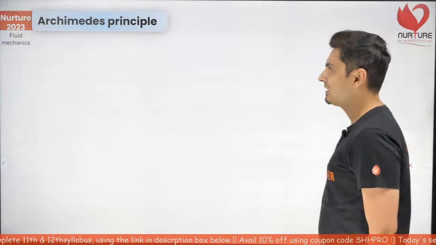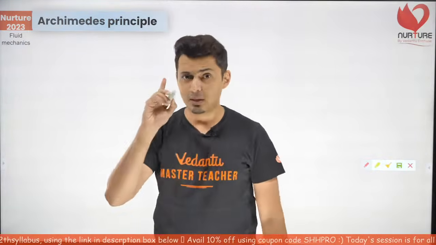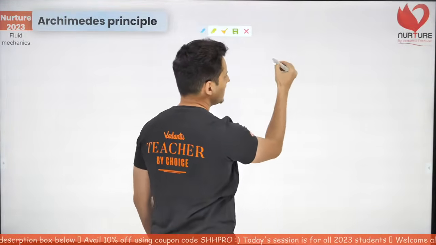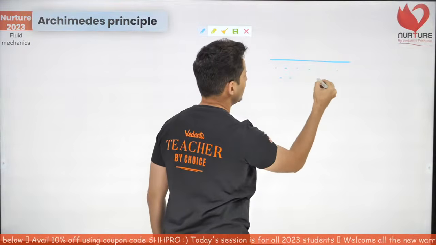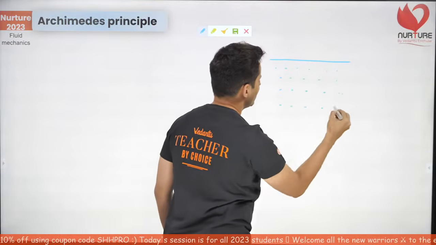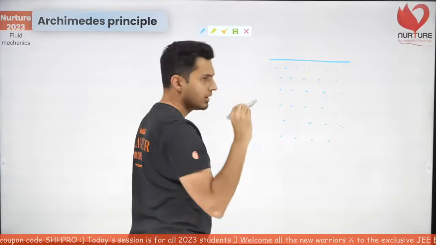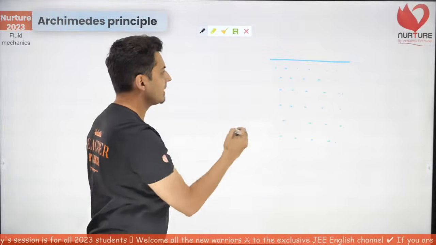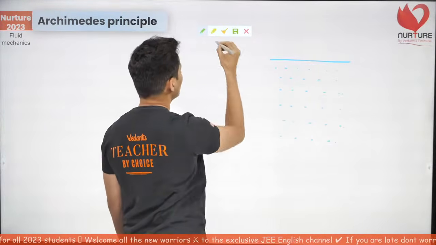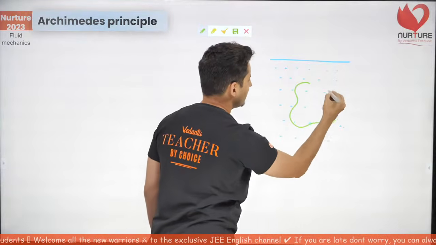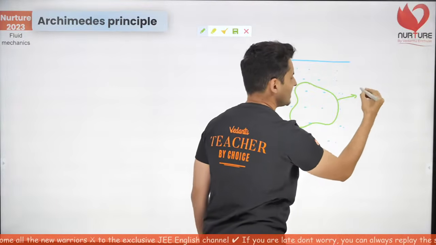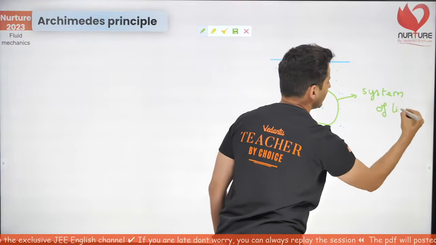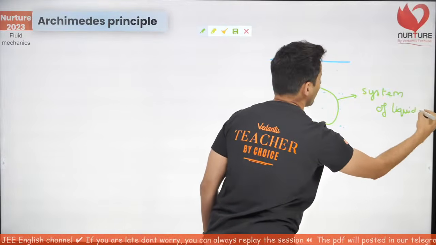Let's figure this out. Now, here is my logic. Observe this. Just imagine this is your liquid, and let's say in this liquid you hypothetically consider a system of the liquid, and let's say the system of the liquid is this one. So this is a system of that particular liquid or fluid, whatever it is.